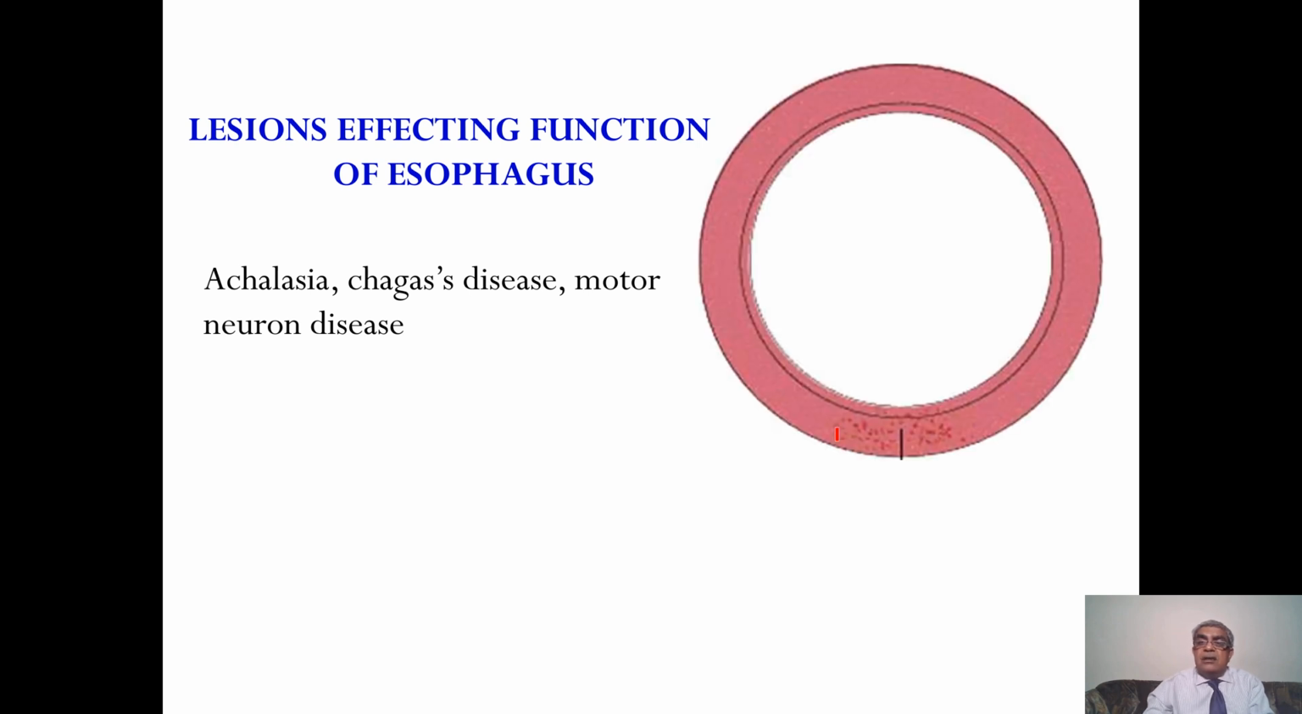And sometimes there are neuromuscular disorders which are responsible for dysphagia, lesions affecting the function of the esophagus, like Chagas disease, motor neuron disease, or achalasia. You don't find anything in the lumen, in the wall of the lumen, or outside the esophagus, but there are certain changes taking place in the neurons, and the neurons are ineffective and do not perform their function. So that is seen, as we have discussed, in achalasia, Chagas disease, and motor neuron disease. Disorders of the function of the esophagus.